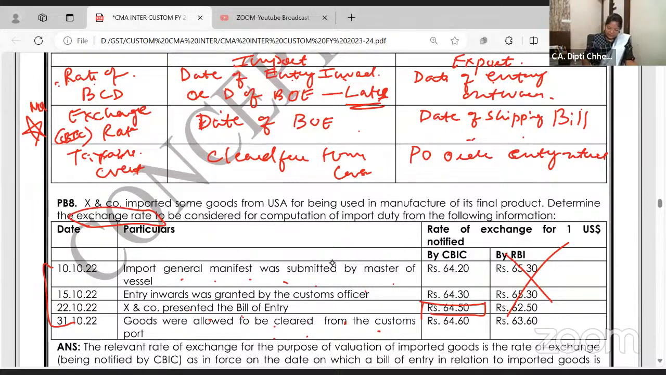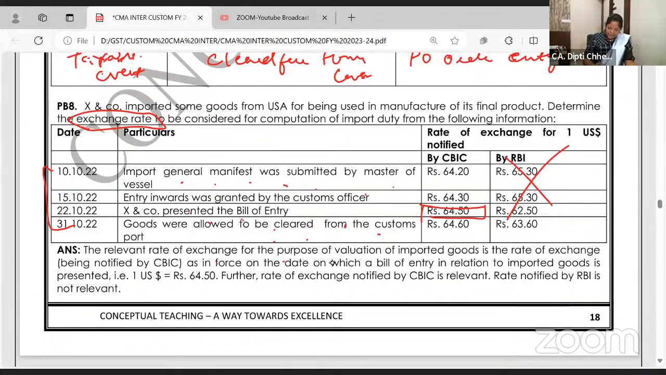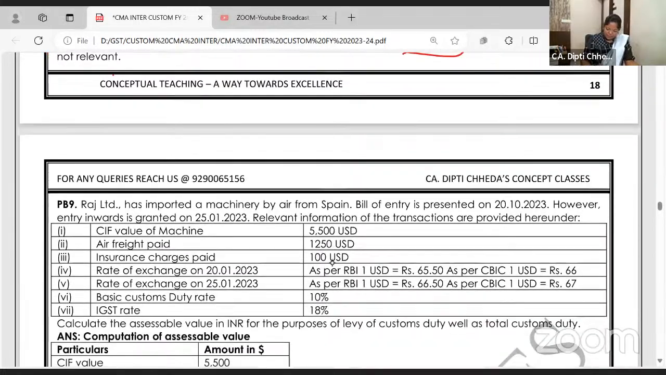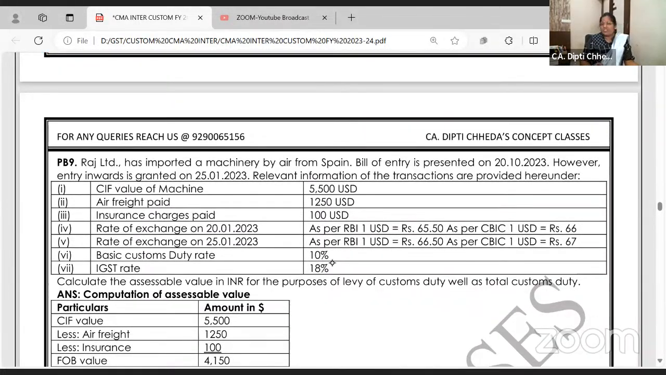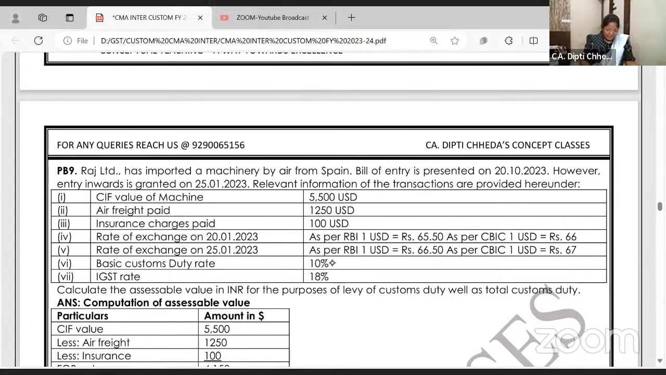Okay, right. So 64.5 is the relevant rate of exchange for the purpose of import of the goods as in force. Further, the rate of exchange given by CBIC is considered. Rate given by RBI is irrelevant. You don't have to write all this if they ask you an MCQ, but if it is a question-answer, then you will have to write it, beta.